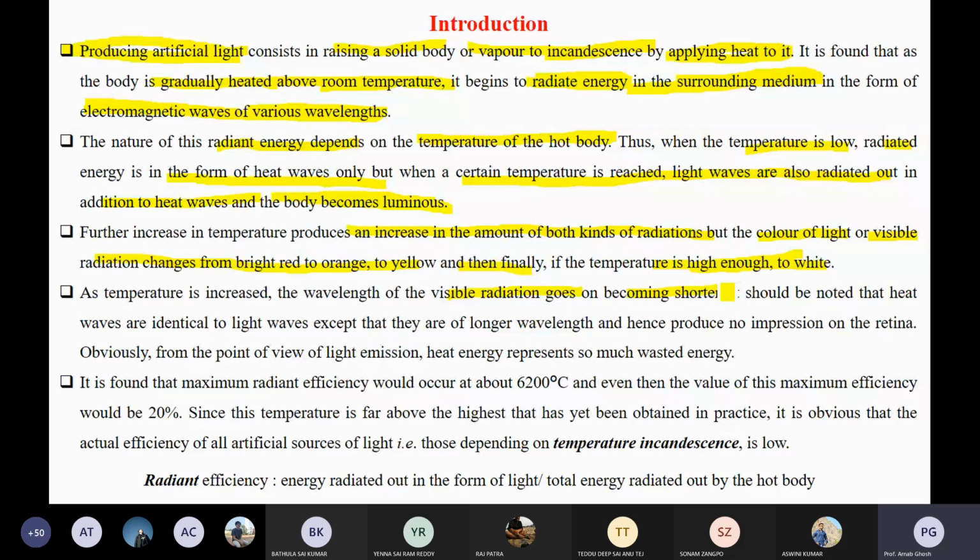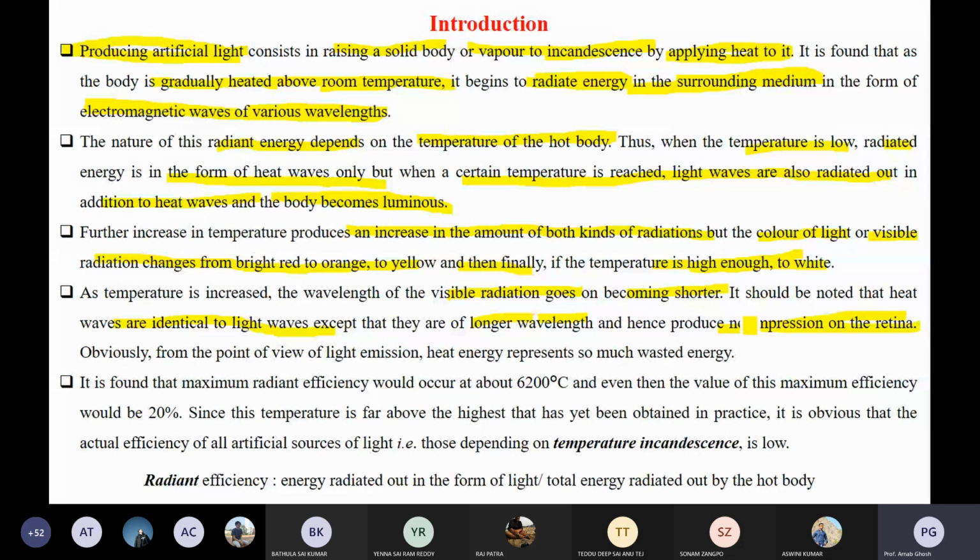Okay, so it is found that the maximum radiant efficiency would occur at about 6000 degrees centigrade. And even the value of the maximum efficiency would be 20%. Since this temperature is far above the highest that has yet been obtained in practice, the actual efficiency of an artificial source of light depends upon the temperature of incandescence, which is low. So it depends upon our radiant efficiency.